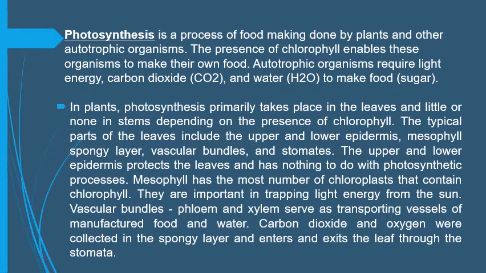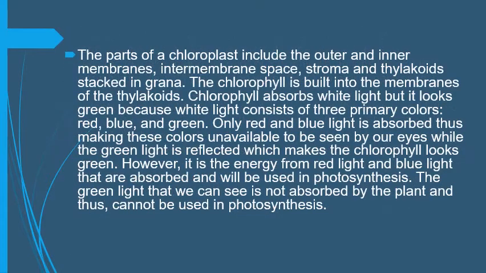Mesophyll has the most number of chloroplasts that contain chlorophyll. They are important in trapping light energy from the sun. Vascular bundles, phloem and xylem serve as transporting vessels of manufactured food and water. Carbon dioxide and oxygen were collected in the spongy layer and enter and exit the leaf through the stomata. The parts of a chloroplast include the outer and inner membranes, intermembrane space, stroma, and thylakoid stalk in grana. The chlorophyll is built into the membranes of the thylakoids.